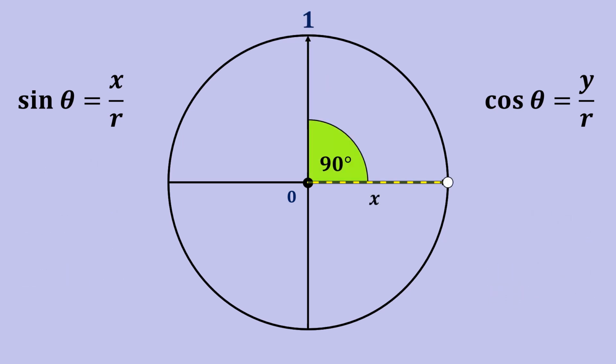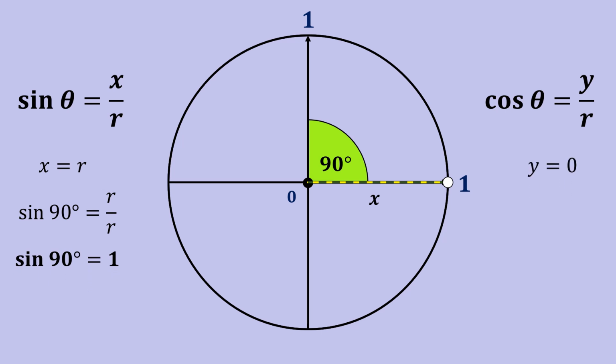At 90 degrees, x is equal to the radius. This makes sine 90 degrees equal to 1. On the other hand, y is equal to 0 because there is no adjacent side. This makes cosine 90 degrees equal to 0.